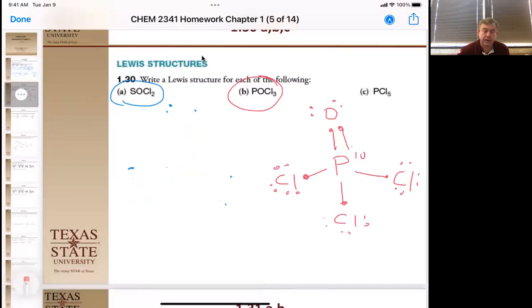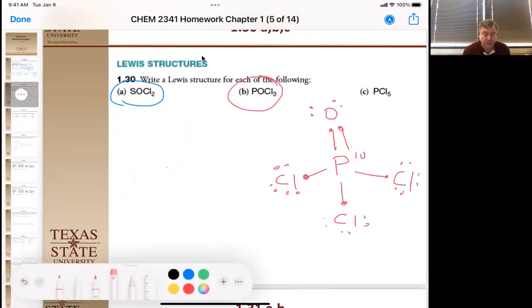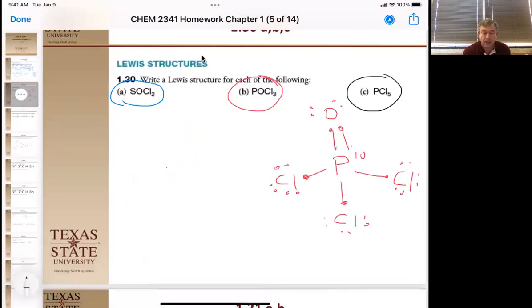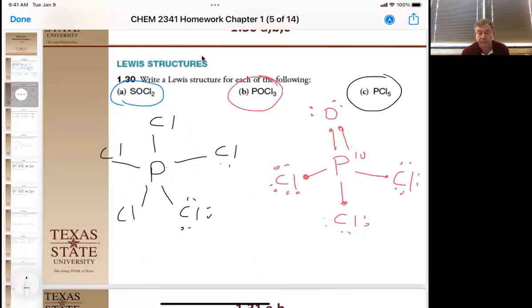So again, chlorines can only bond once, so we can't put those in the middle. We're going to put the phosphorus in the middle, and we're going to put 5 chlorine bonds around it. Cl, Cl, Cl, Cl, Cl. And just like before with the chlorines, we know we have a total of 7 electrons that each chlorine brought in.